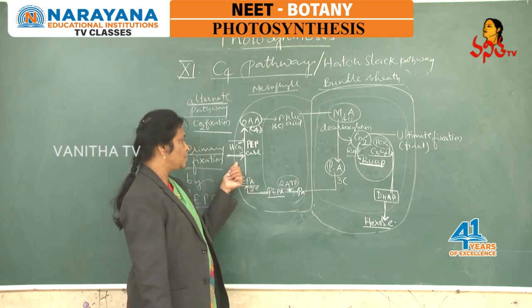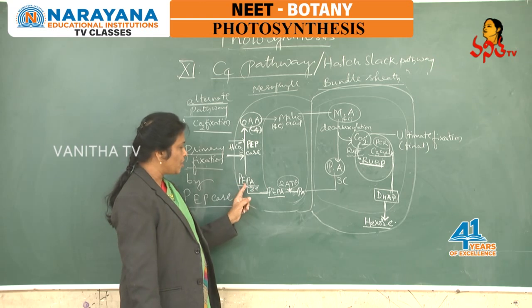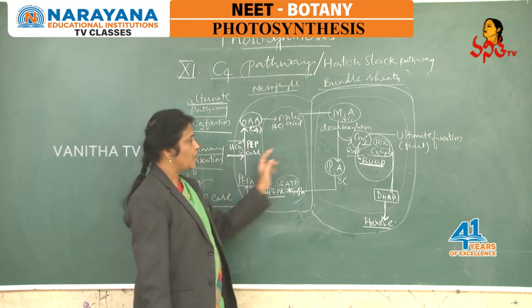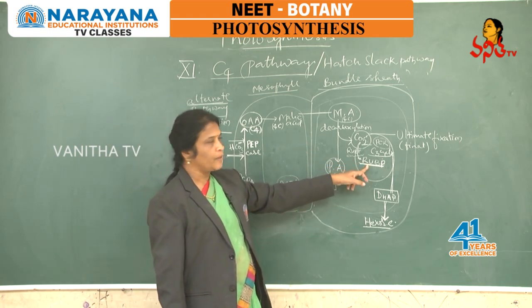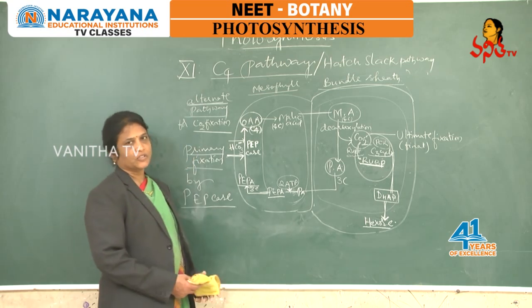Okay? And that primary fixation occurs in mesophyll cells. The primary acceptor is phosphoenol pyruvate, catalyzed by PEPcase, and the final acceptor is RuBP and catalyzed by Rubisco, that is RuBP carboxylase.